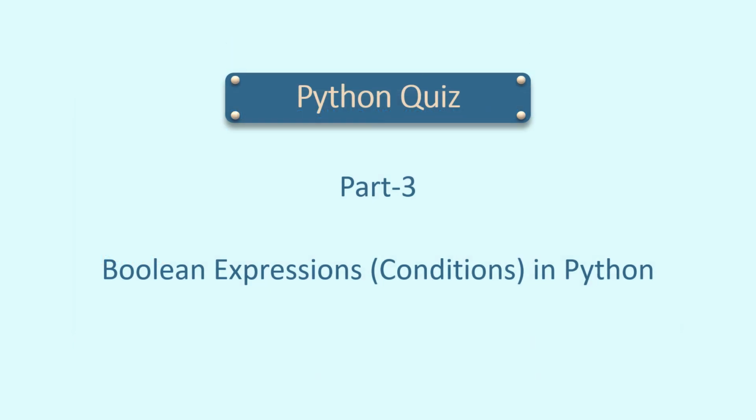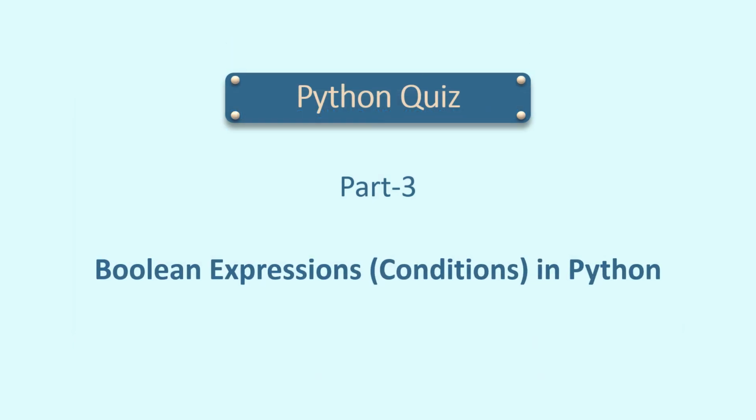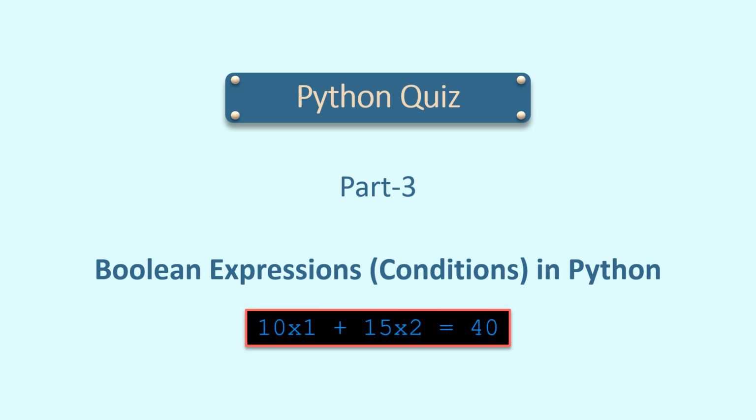This is part 3 of this series. Here we are covering Boolean expressions, that is conditions in Python. This part of the series has 25 questions totaling 40 marks.